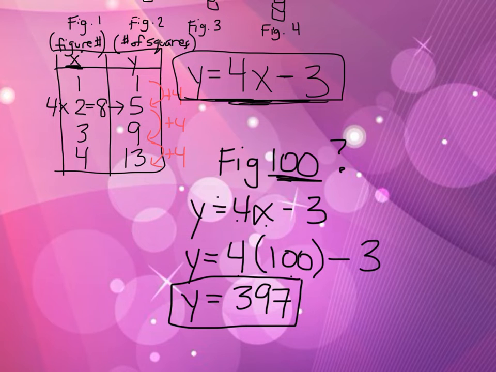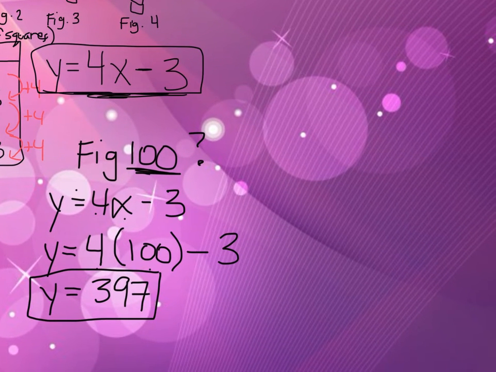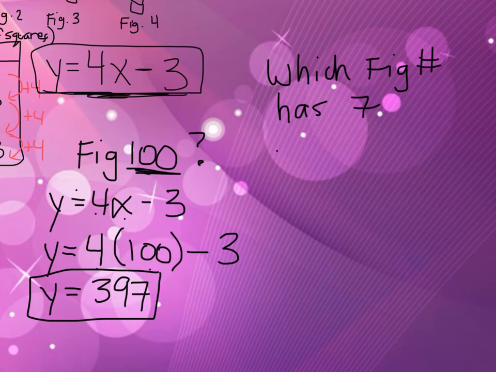One more type of problem that you'll quite often see is instead of being given the figure number, or the x value, you'll be given the y value, and in this case, that would be represented by the number of squares. So let's say there was a question, which figure number has 77 squares?